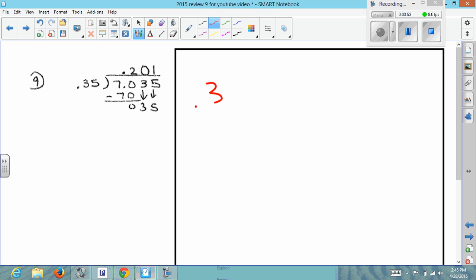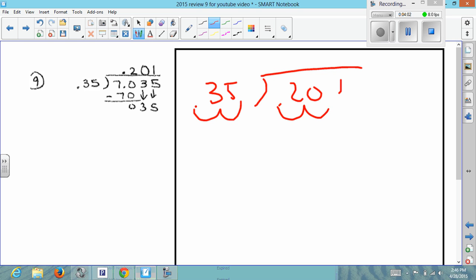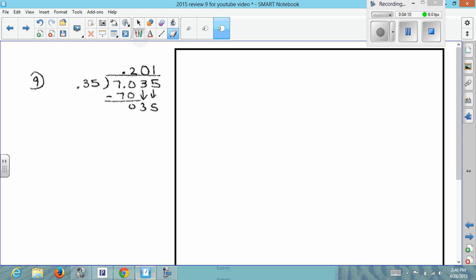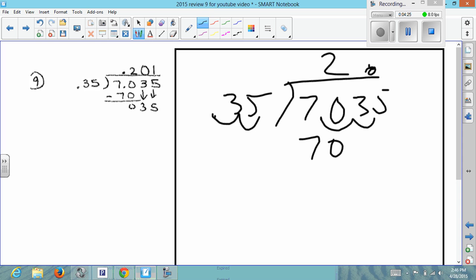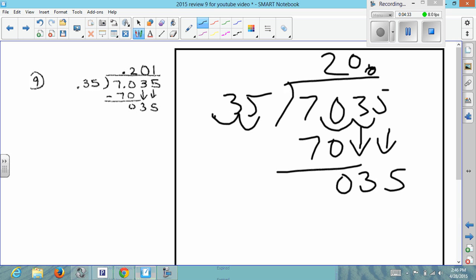Number 9 is a division problem. Remember, when you're dividing, you have to move your decimal point. Move your decimal point. And 35, whoops, I wrote that wrong, sorry. So I'm going to write 35 into 7.035. Move my decimal point, move my decimal point. Goes in twice. Now my decimal point's here. Subtract. Bring down my 3, my 0, bring down my 5, etc.